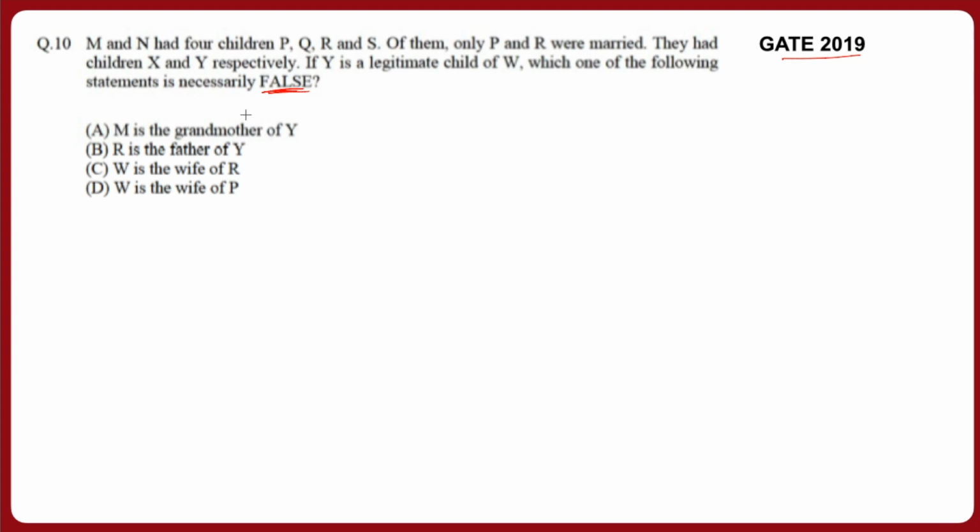Now we'll try to understand it, and we will also understand what is the gender of what. Then only we will be able to understand whether someone is grandmother or mother or father or what. Okay, so let's say M and N got married, and they had 4 children, P, Q, R and S. So let's write that down. So we have 4 children from M and N, and these are P, Q, R and S, right? They married, they had children. Okay, P and R were married. Okay, so only P and R were married.